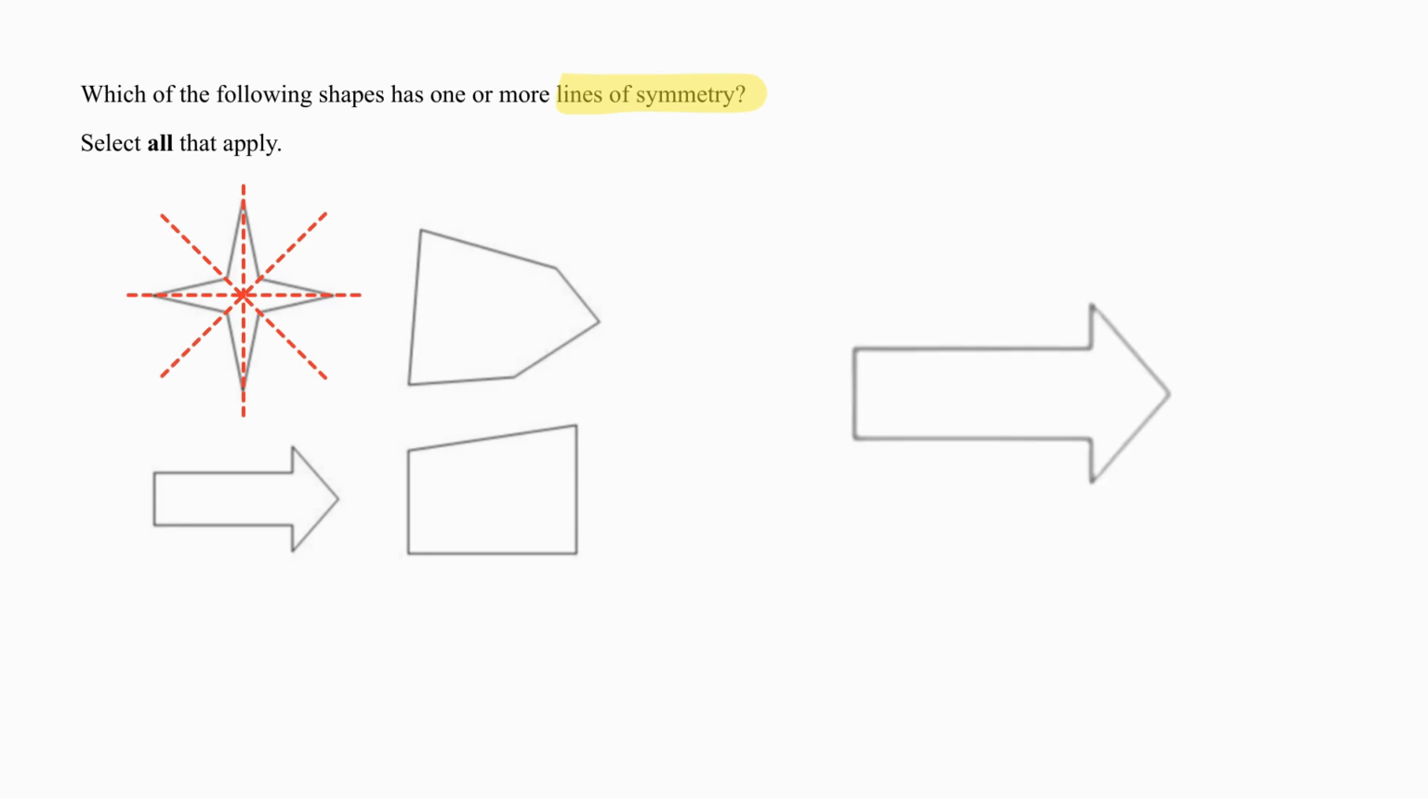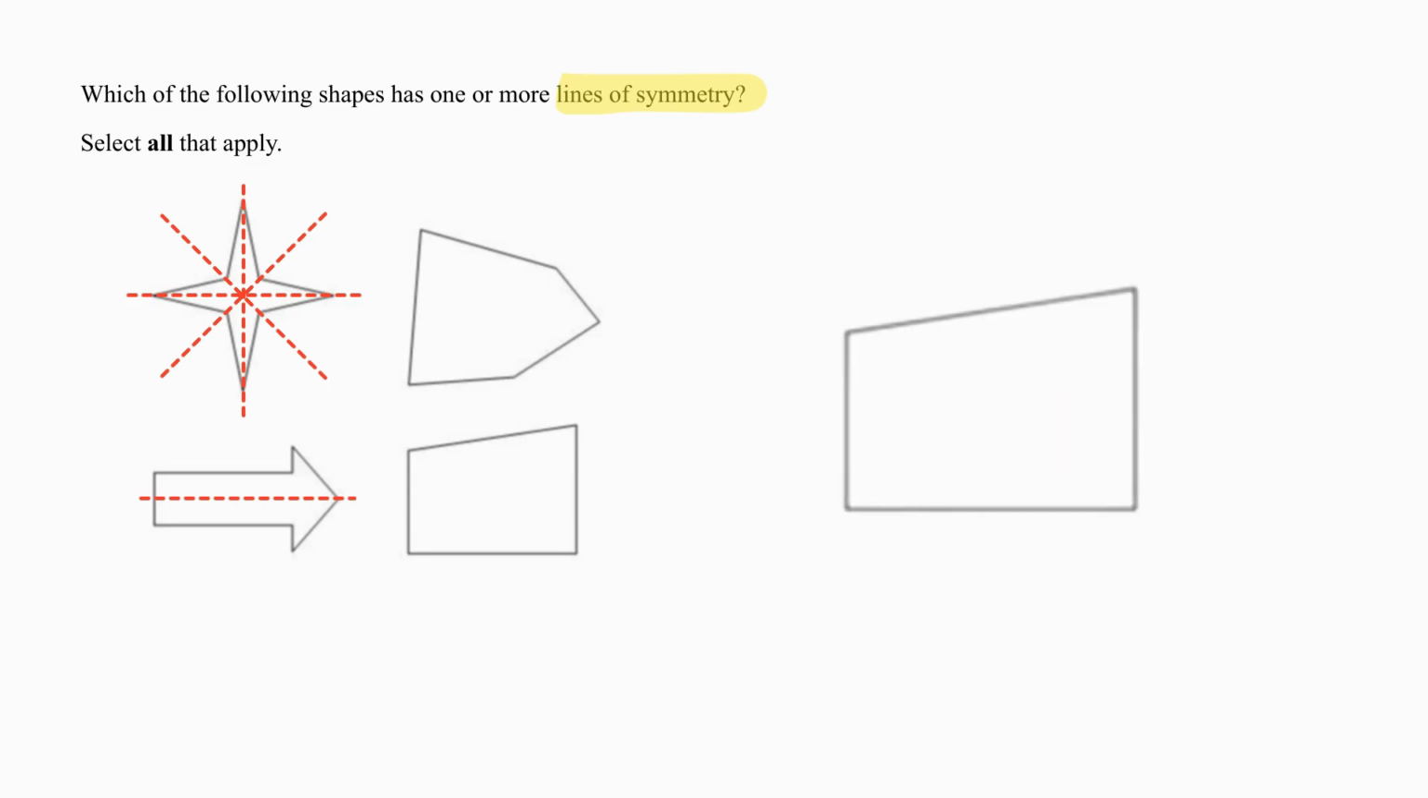Check out this arrow. If we draw a horizontal line right through the middle of the shaft and the tip, what happens? The top half of the arrow is an exact mirror image of the bottom half. If you folded it over that middle line, they would overlap perfectly. This shape has 1 line of symmetry, which is a horizontal line.